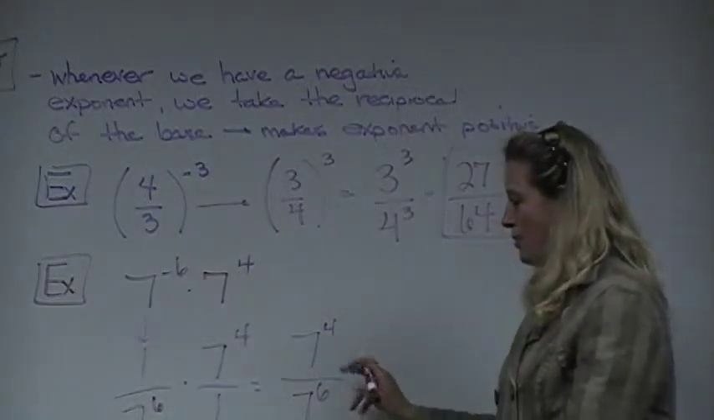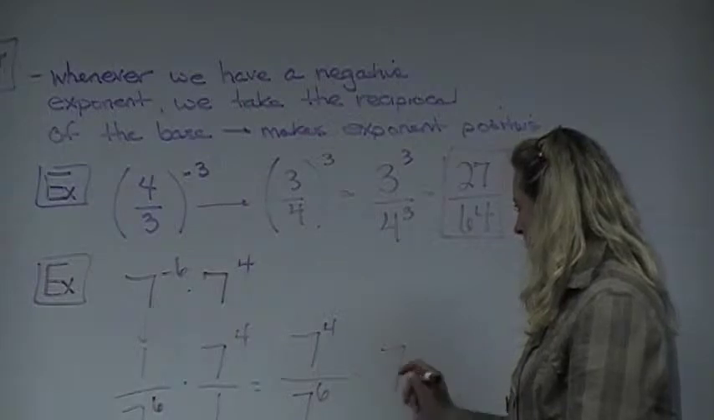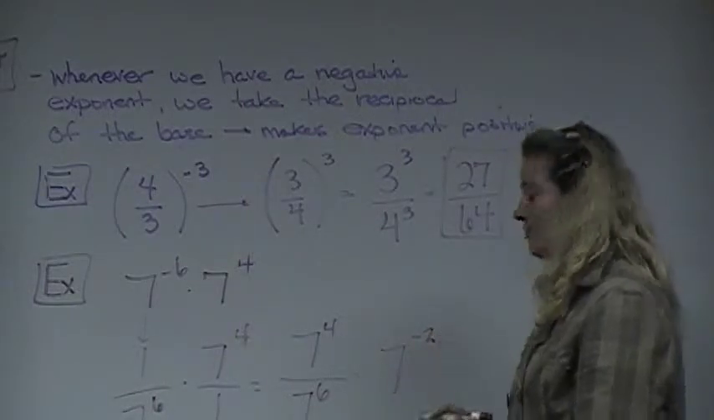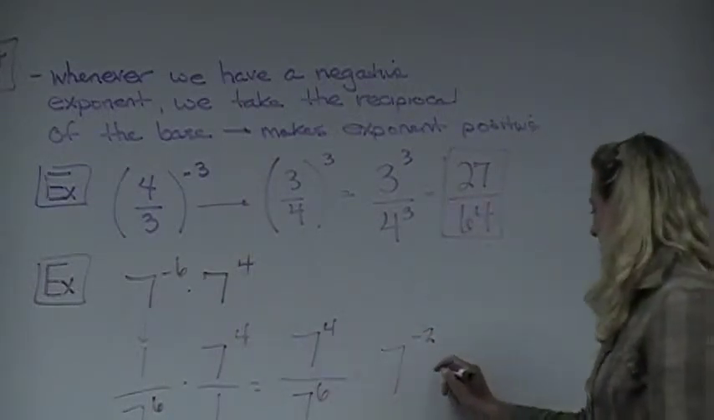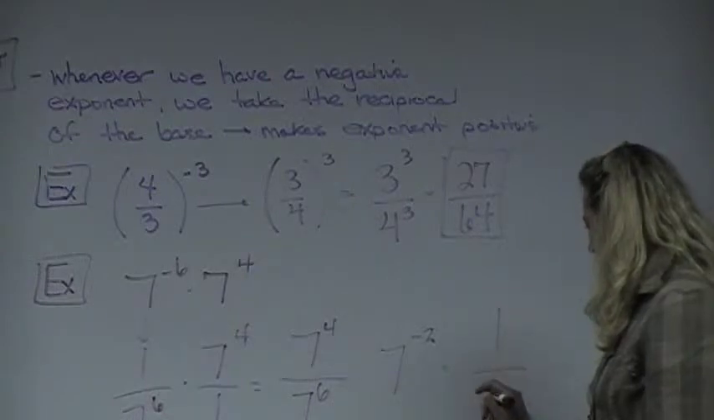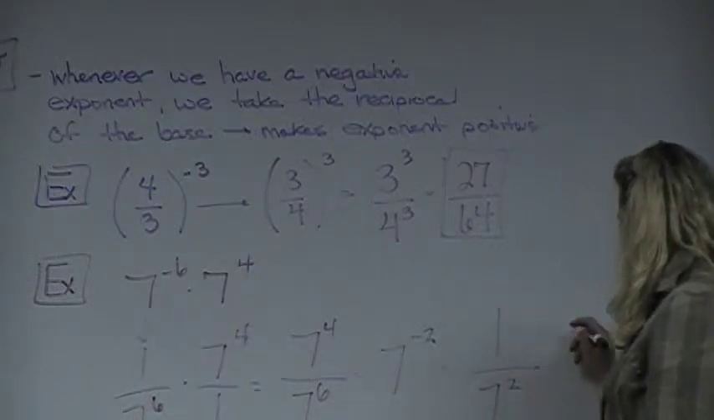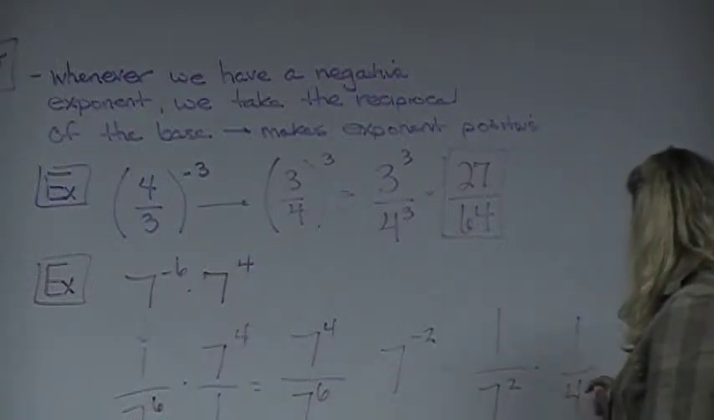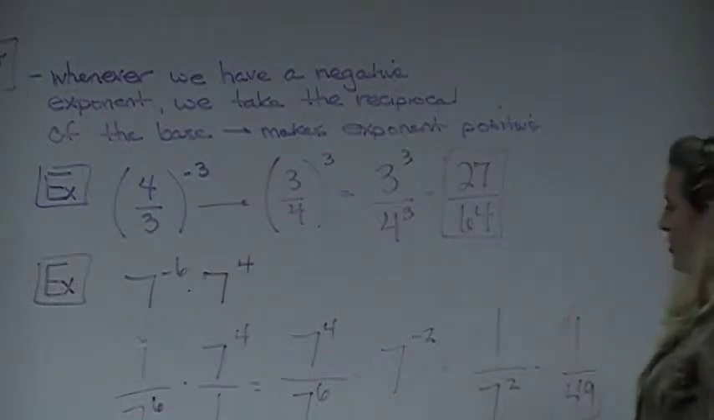We can subtract, right? Well, look what happens when you subtract them. And then you do what again? Take the reciprocal of that, which is 1 over what? 7 to the 2nd. Which is? 1 over 49, yep, okay.